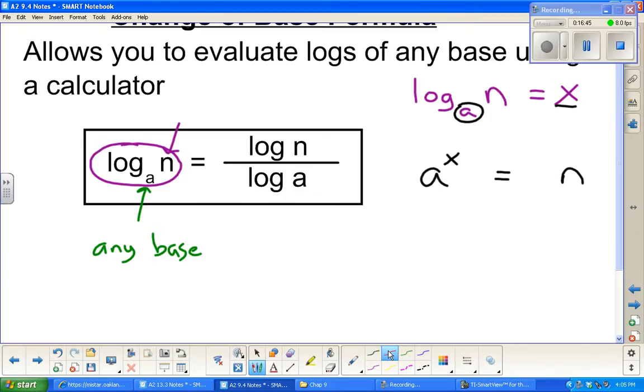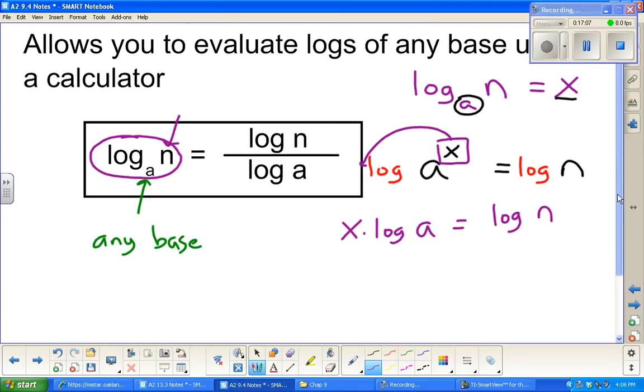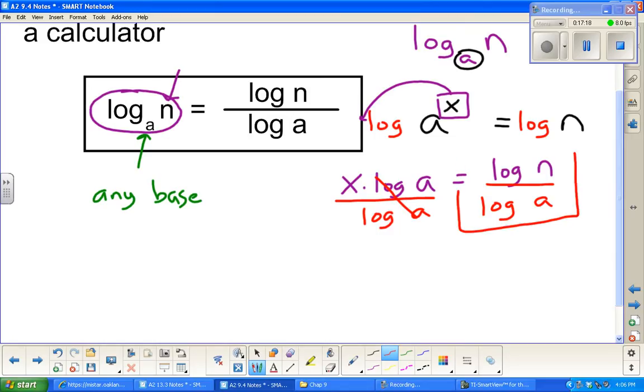And then if we go ahead and take the log of both sides, log base 10, or any base actually would work as long as they're both the same, then the properties show that we're allowed to bring this little exponent out front. x times the log of a equals the log of n. And notice what happens when we solve that for x. We solve for x by dividing by the log of a. That is exactly what they're showing you in the formula over here: log of n over log of a.